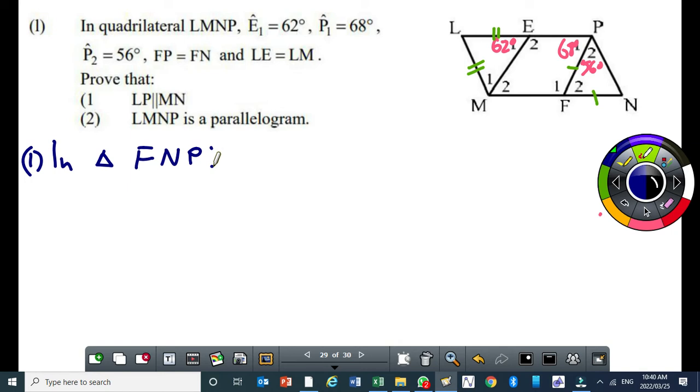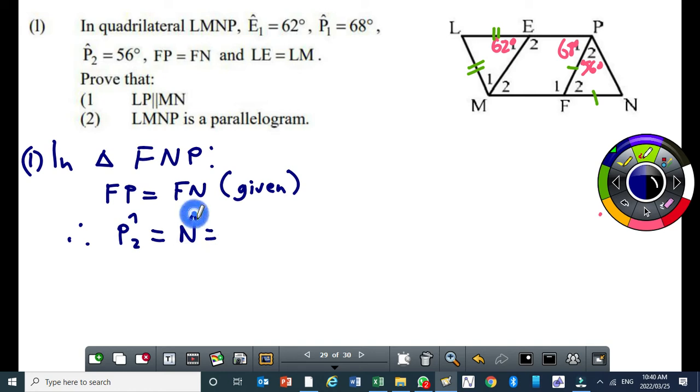So I'll say FP is equal to FN. This is given. Therefore, P2 is equal to angle N. They are both equal to 56 degrees. My reason for this will be angles opposite equal sides. That's my reason. Angles opposite equal sides. Okay, so I now know that N is 56.